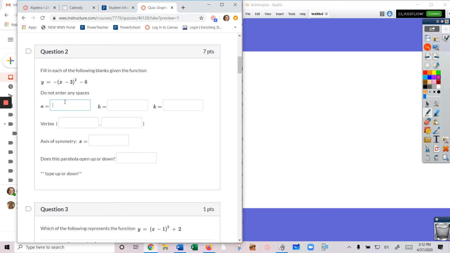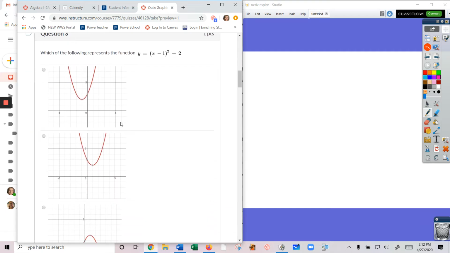Okay, so number 2, our A value, which is in front of the parentheses, is a -1, right? There's really a 1 next to that negative. Our H is inside the parentheses, and we take the opposite sign, so that's a +3. And our K value is a -6. So our vertex is H, which is 3, K, which is -6. Our axis of symmetry is X equals H, so X equals 3. And because our A value is negative, this parabola is going to open down.